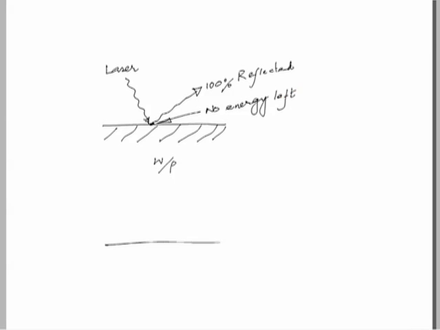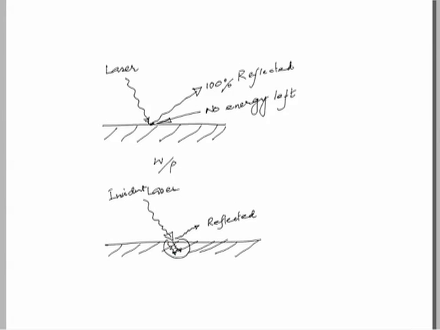However, if the material on the other hand absorbs some energy, say this is the incident laser, then some amount of energy is absorbed here and maybe a weak, a few percentage of energy is reflected. This is reflected. Then this absorbed energy here, this is to some extent what we call the absorbed energy.